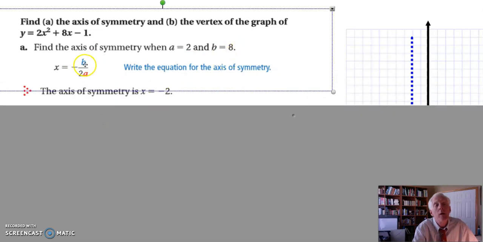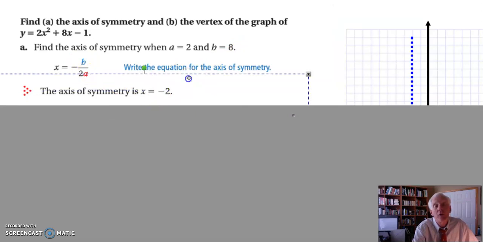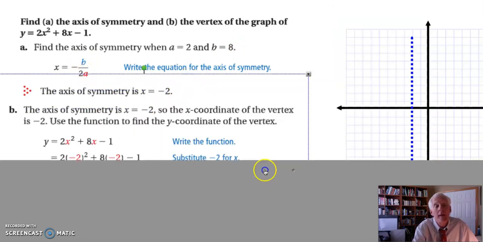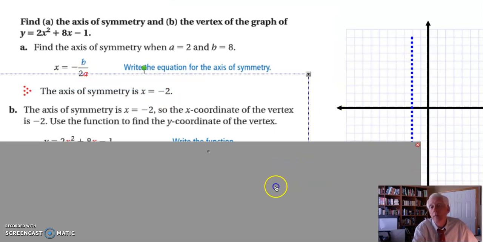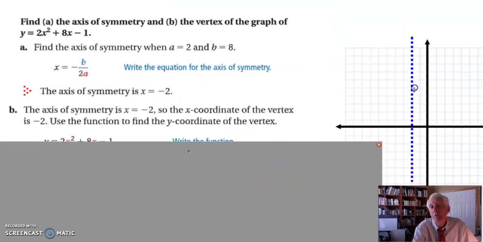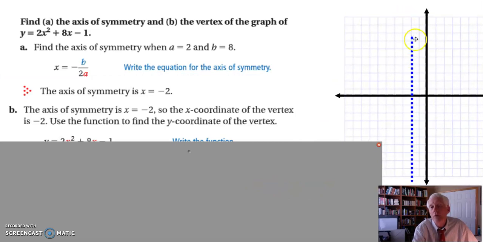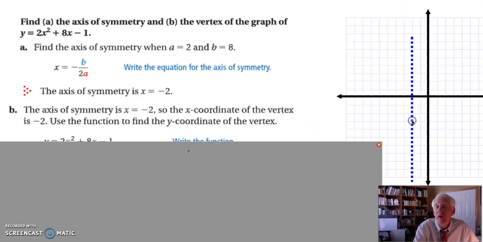When we figure that out, 8 divided by 2 times 2, which is 4, the axis of symmetry is negative 2. If I make the axis of symmetry my blue line here, the axis of symmetry of this parabola is at negative 2, right down there. Now we want to find the vertex, the point of the parabola. Looking over here, a is positive, so it opens upward.